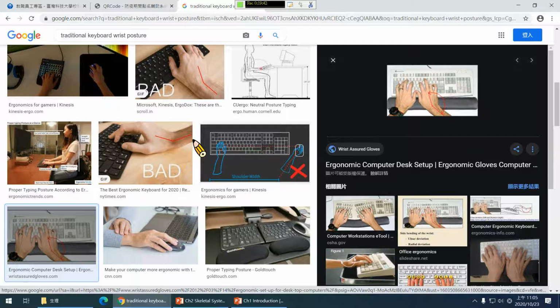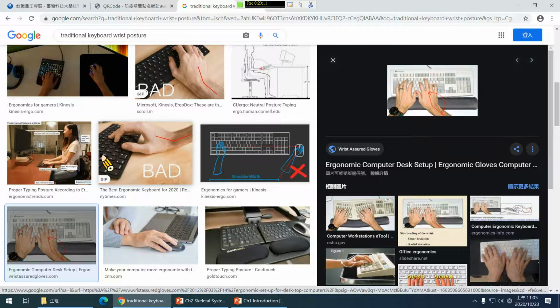Okay? So if you use your keyboard this way, you know, usually on your keyboard at the bottom side there are two small legs. You can flip them up, and then you can make it like that, and you are actually harming your wrist.